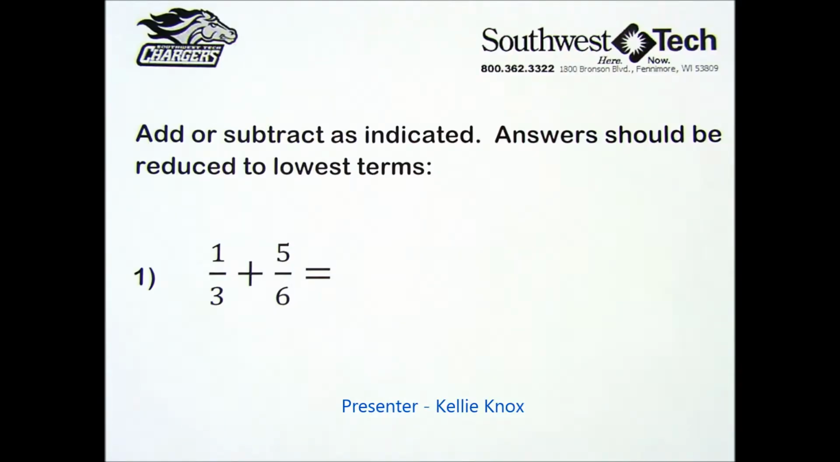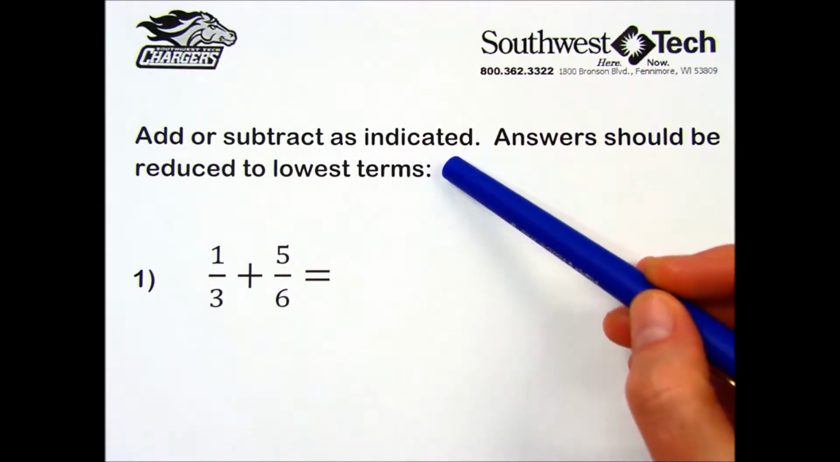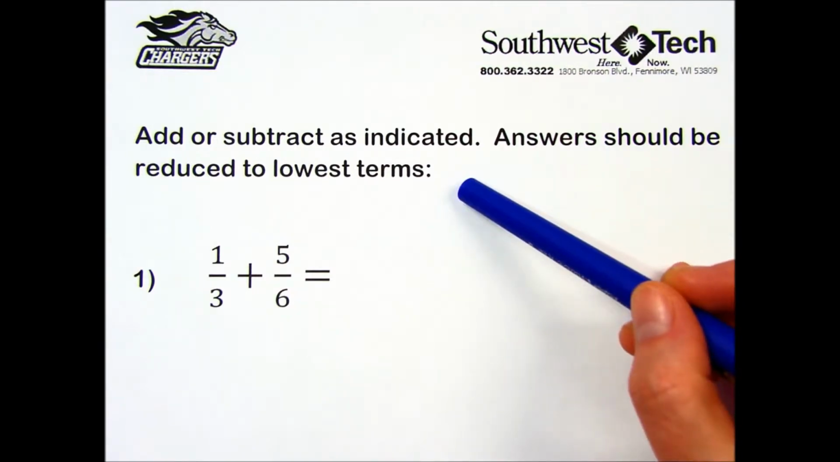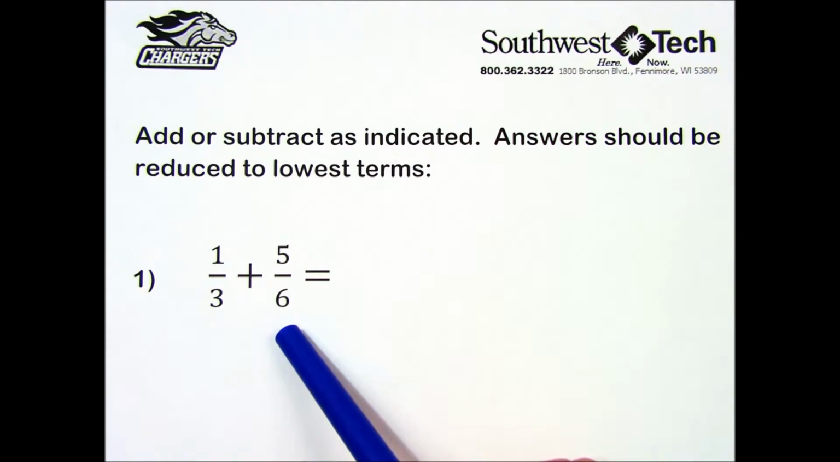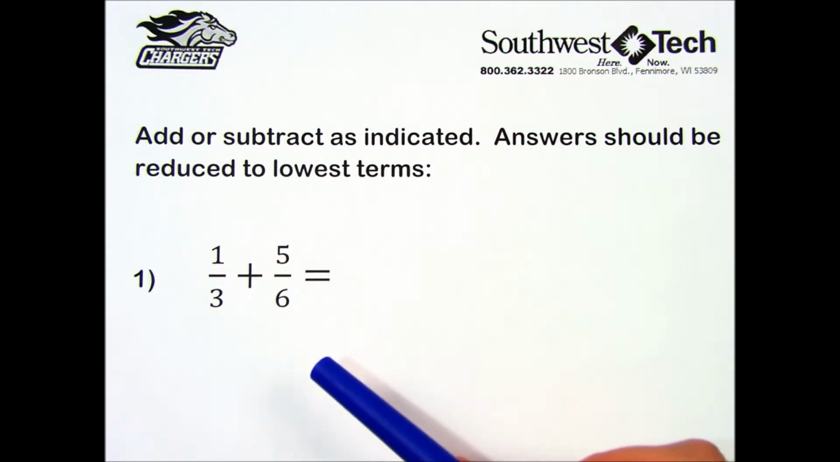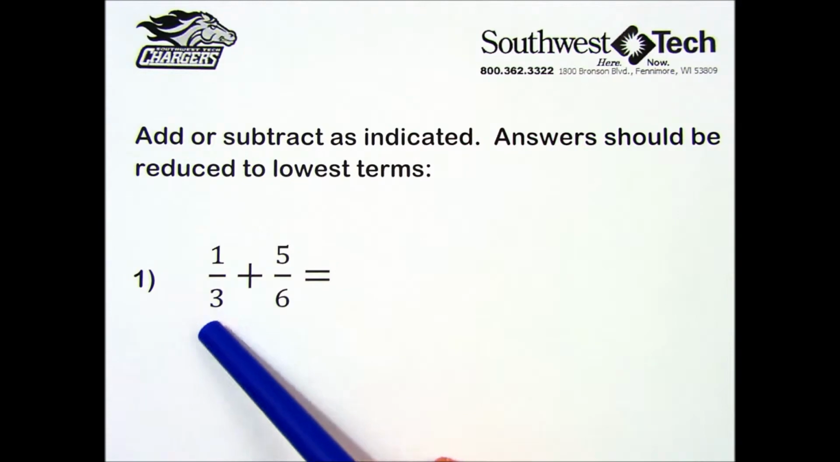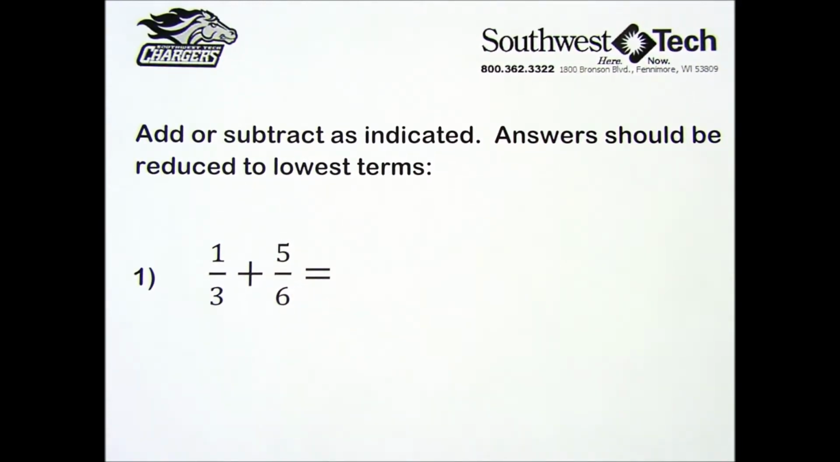In practice set 1-16, we are to add and subtract with fractions as indicated, and our answers should be reduced to lowest terms. The first thing I notice is that our denominators are not the same. You will recall that you cannot add or subtract fractions unless the denominators are the same. So our strategy is to get the denominators to match and then finish the addition problem.